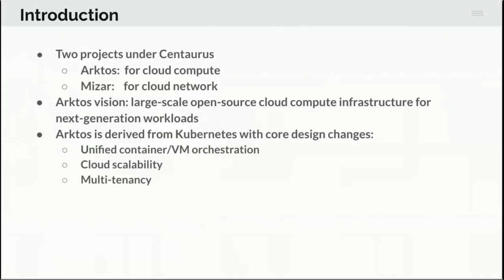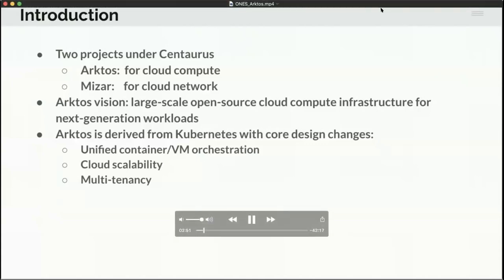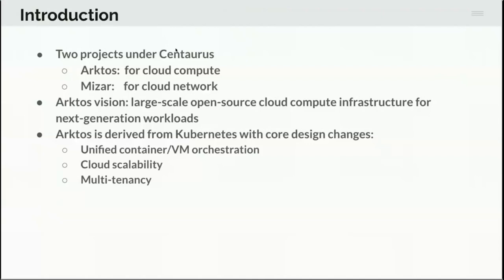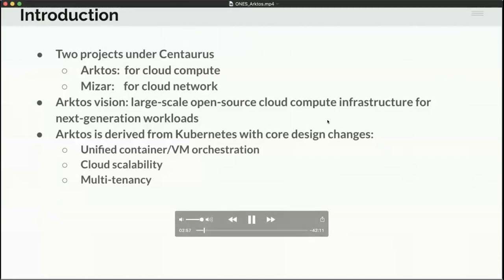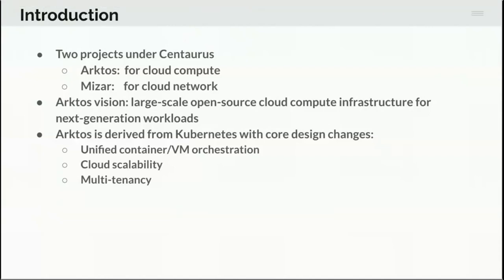The first question you might have is, what is Arctos? Arctos is one of the two major projects on the Project CentOS umbrella. Arctos is for the large-scale cloud compute orchestration, while Mizar is for cloud virtual networking. Arctos and Mizar sit side by side, work together to build a large-scale cloud infrastructure. If you are familiar with Project OpenStack, you can think of Arctos as the role of Project Nova in OpenStack, while Mizar as the role of Neutron in OpenStack. This probably will help you understand the relationship between Arctos and Mizar.